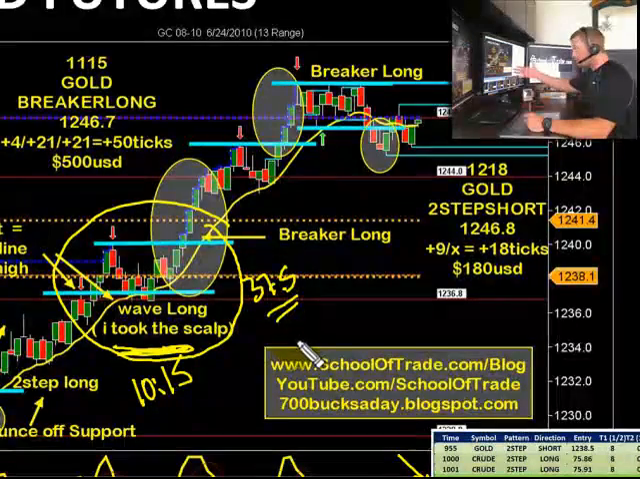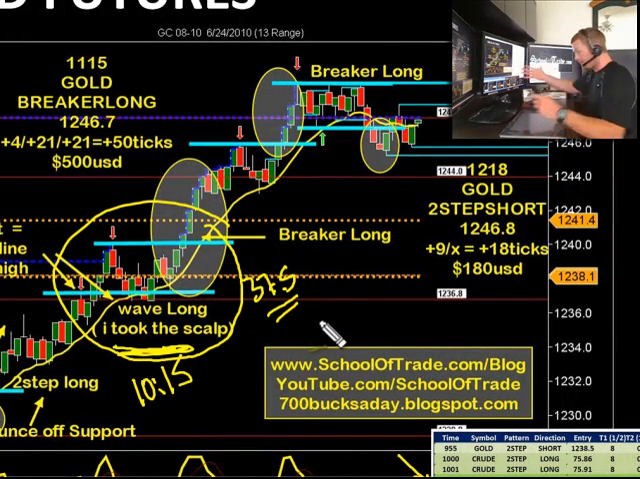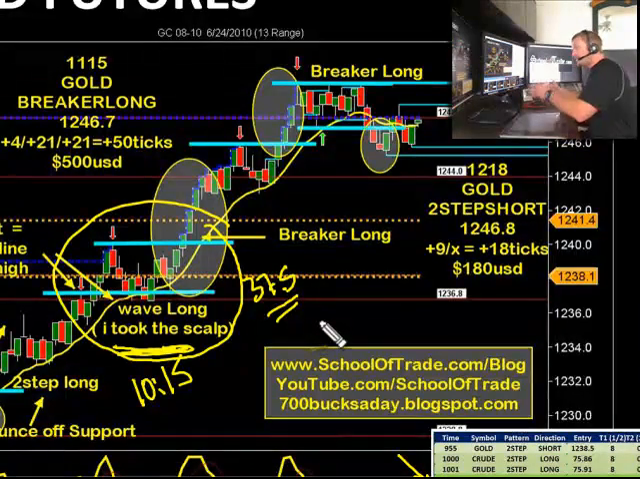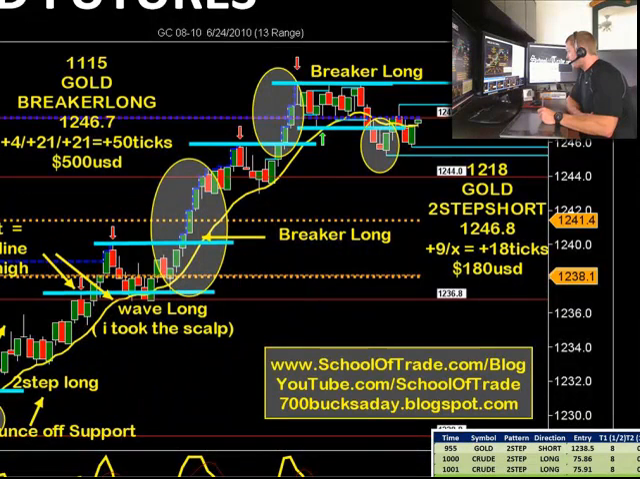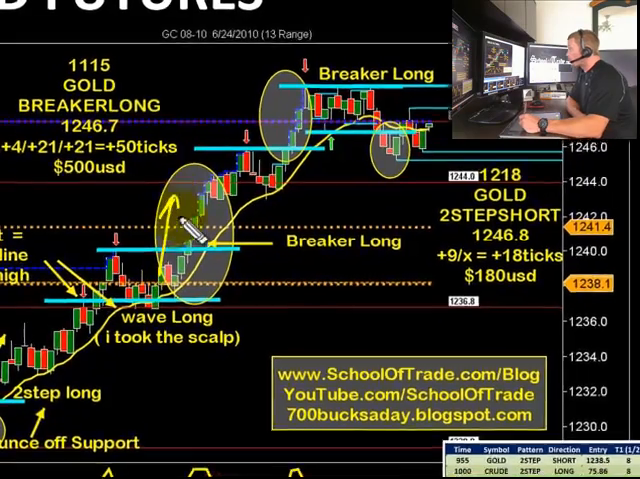Now, a lot of members grabbed the wave long. A good handful of us grabbed the 2-step long. No matter what you wanted to trade, I wanted to show you guys a great example: slow time frame, similar opportunities to the fast time frame. So whether you took the wave long or the scalp 2-step long, we all made money here. Once the wave long passed us, we then came up, and I took the second move here. This is the breaker long. So the wave long works out.